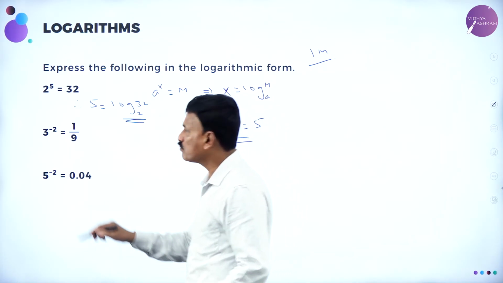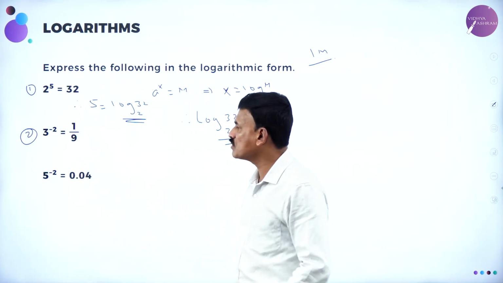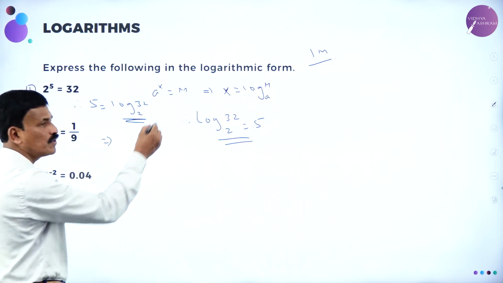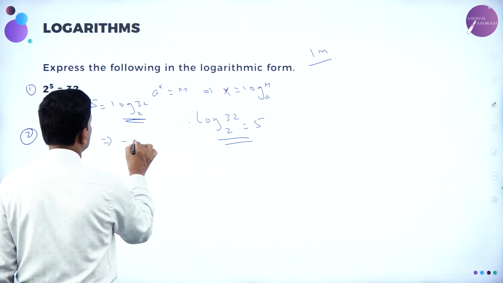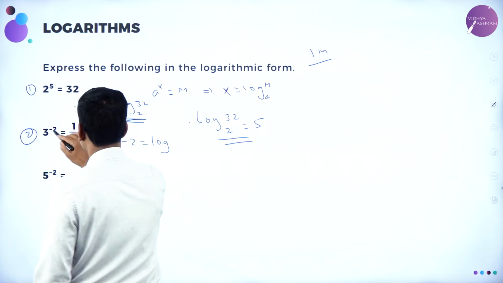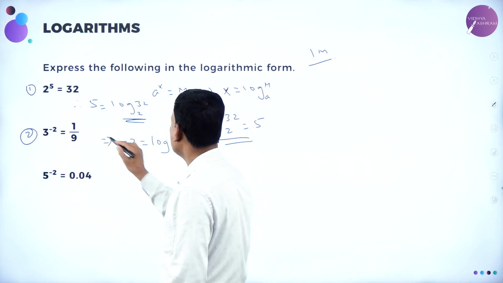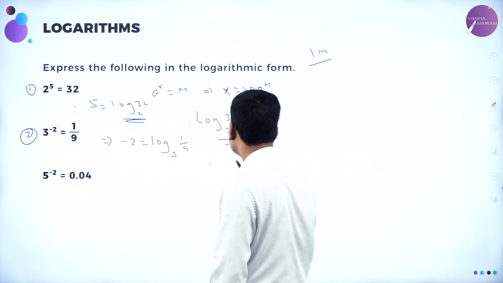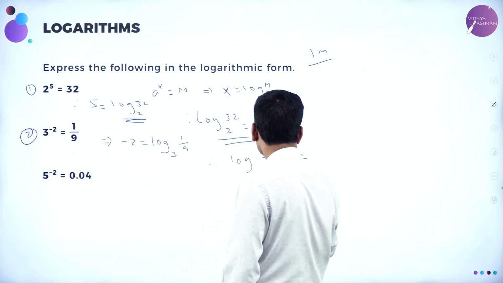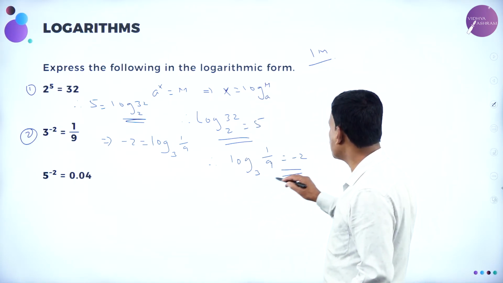Now let us come to the second problem. This is the first one, and the second one, 3 to the power of minus 2 is equal to 1 by 9. Since a to the power of x is equal to m means x is equal to logarithm of m to base a, here x is minus 2 and m is 1 by 9, to base 3. So we can write logarithm of 1 by 9 to base 3 is equal to minus 2. That's the required answer.